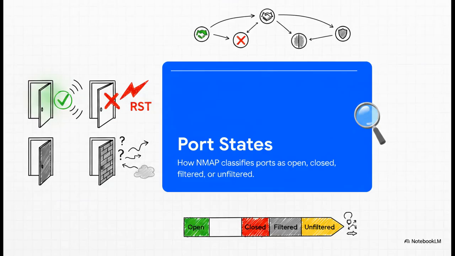it. Now, depending on how a target replies to our handshakes, Nmap classifies those thousands of doors into different port states. An open port actively accepts the connection. It's listening. A closed port politely rejects you by sending back an RST or reset flag. Filtered means Nmap can't actually tell if the door is open or closed because a firewall is blocking the signal entirely. And unfiltered means the port is technically reachable, but Nmap is still trying to determine its actual state.